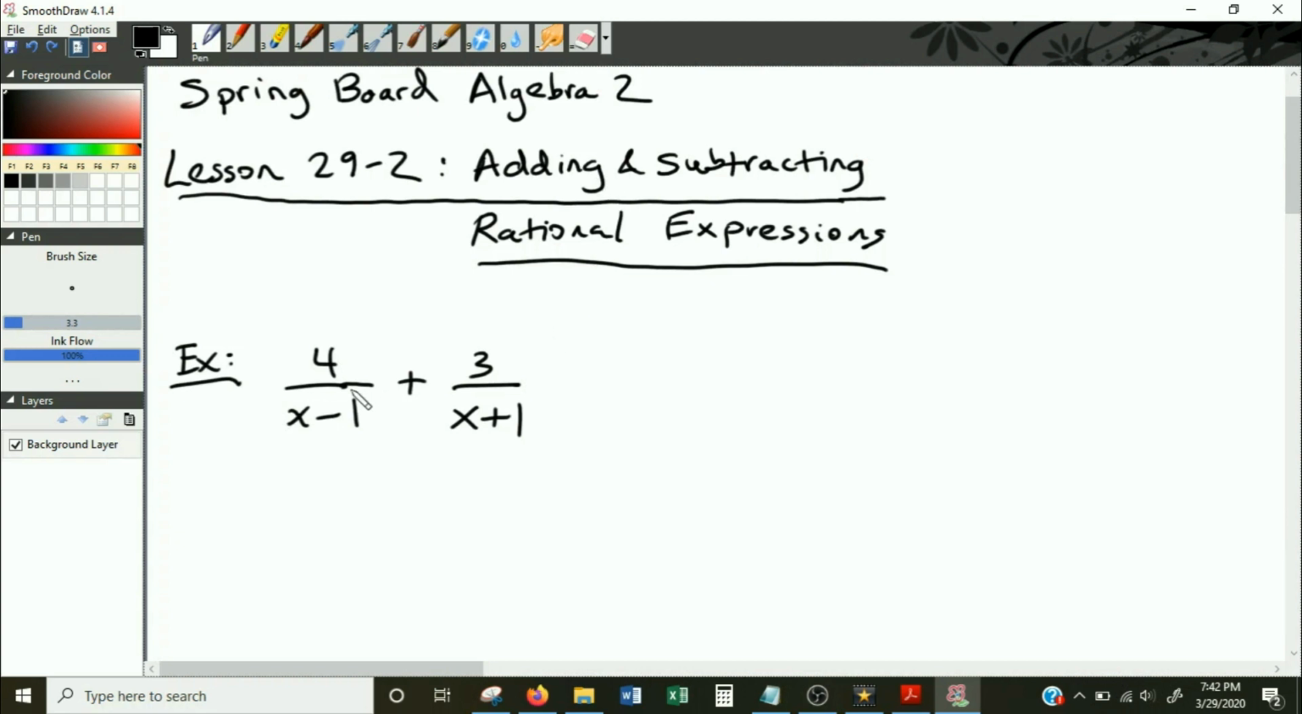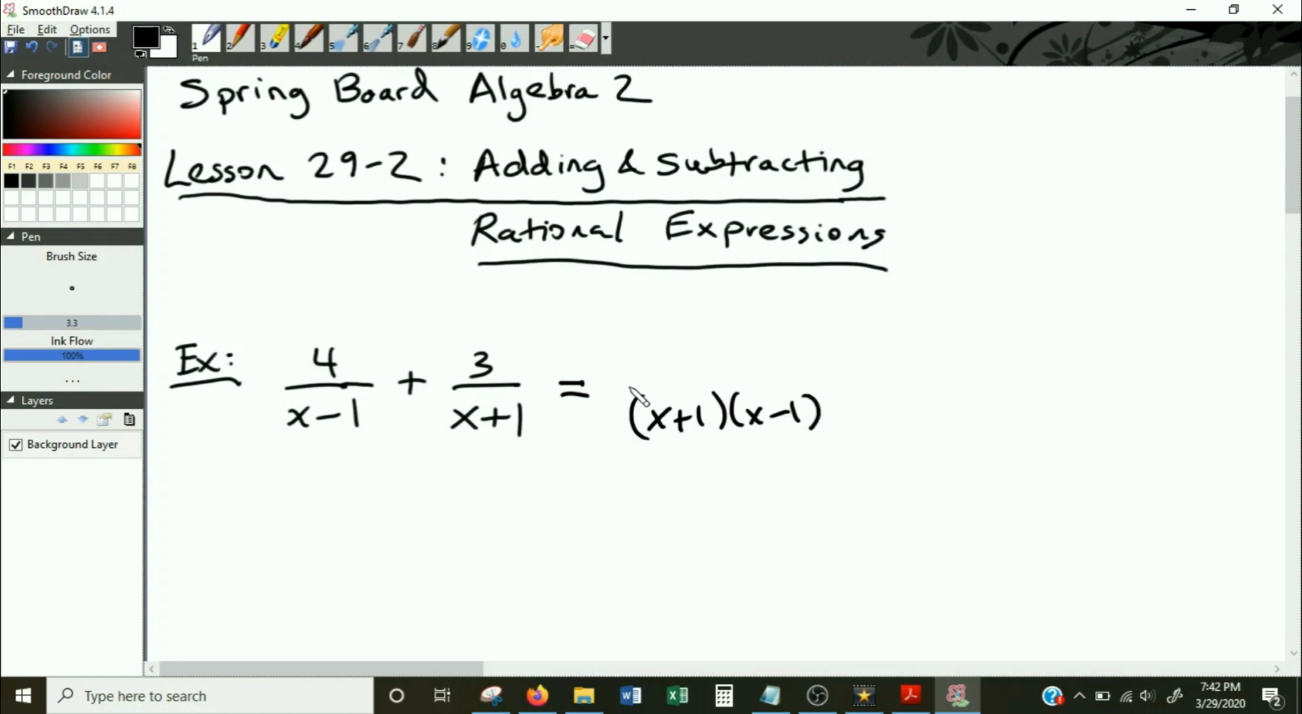So the first example is shown here. It's 4 over x minus 1 plus 3 over x plus 1. And the way to add these two rational expressions is to combine them into a single fraction. So the way we're going to do that is first we're going to find out what the least common denominator is, and that is x plus 1 times x minus 1.